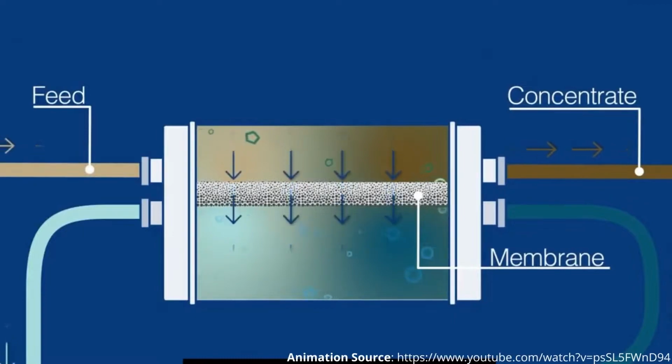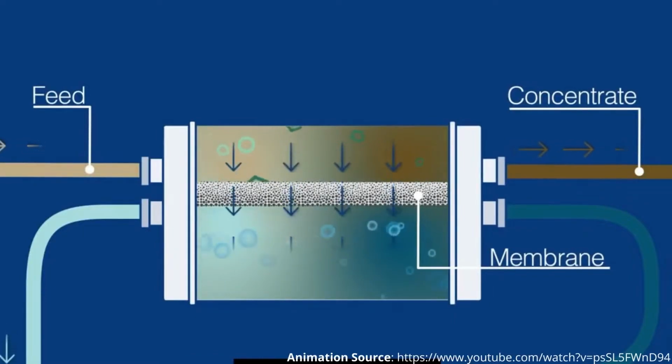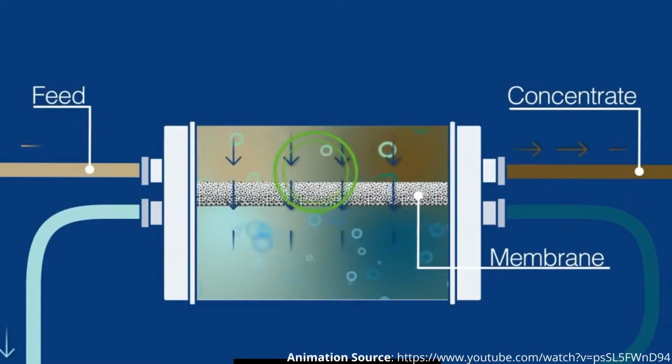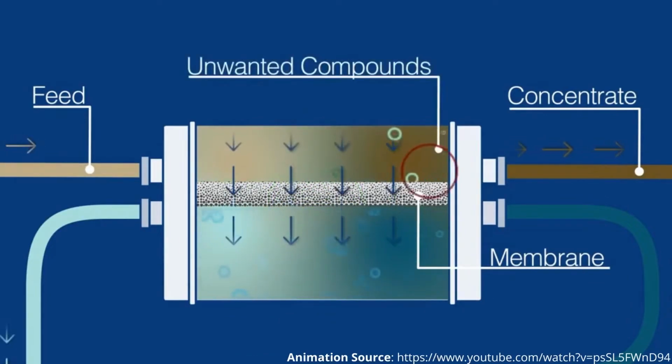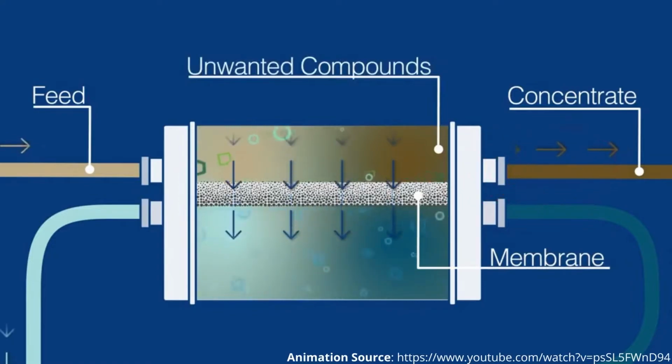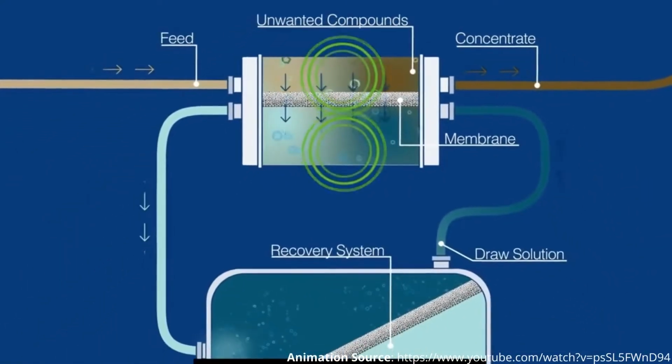There is a separation membrane made of a protein that is available for transporting water in all living cells, which allows the passage of water from the feed, while unwanted compounds are rejected by means of the osmotic pressure difference between both sides of the membrane.